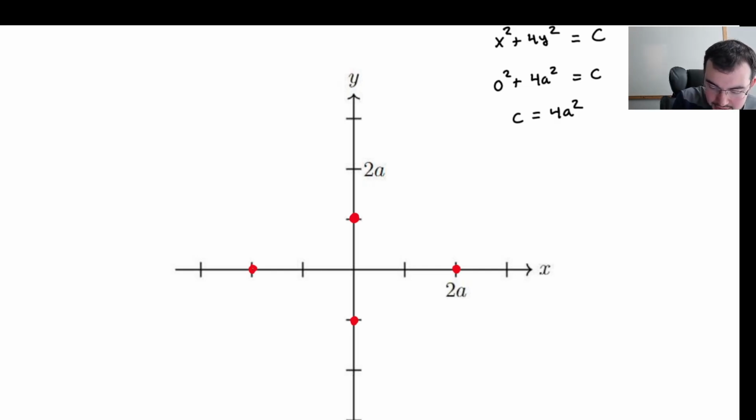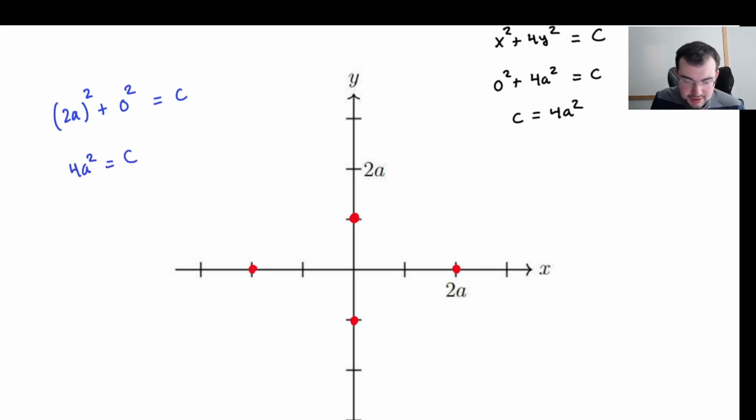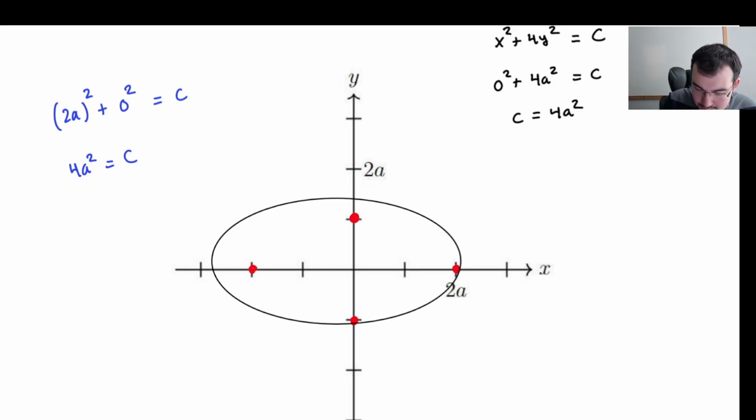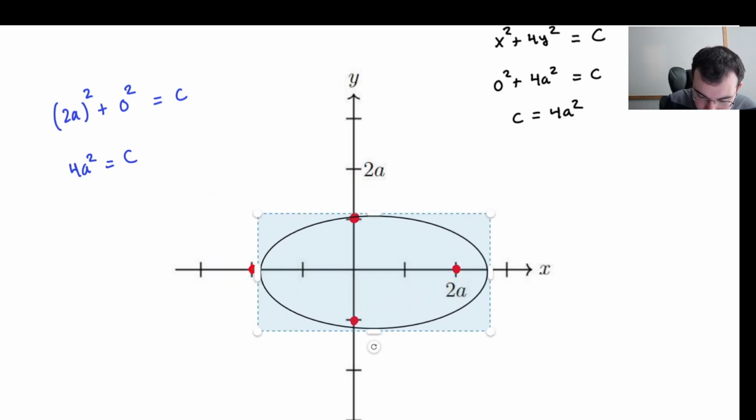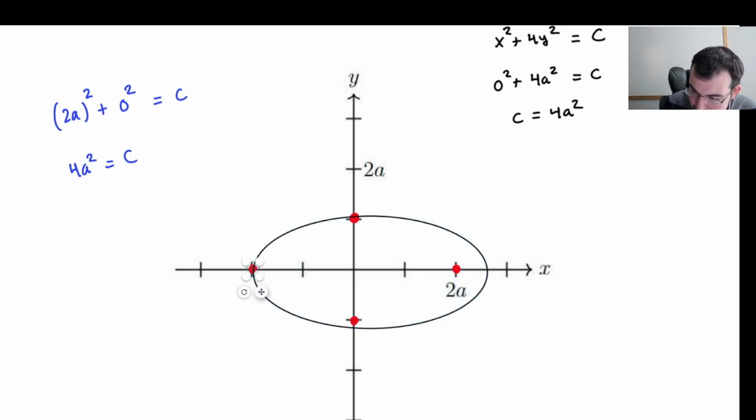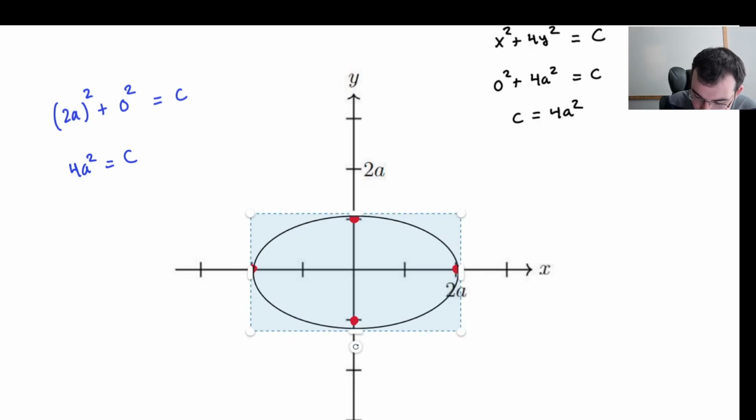If we try to plug in 2a comma 0, we'd get 2a squared plus 0 squared equals c. So 4a squared equals c. So this means that the point 2a comma 0 is on the 4a squared equipotential, which is the one we've been graphing. So we can do our best ellipse here, and I can actually cheat a little bit and see if I can somehow make an ellipse.